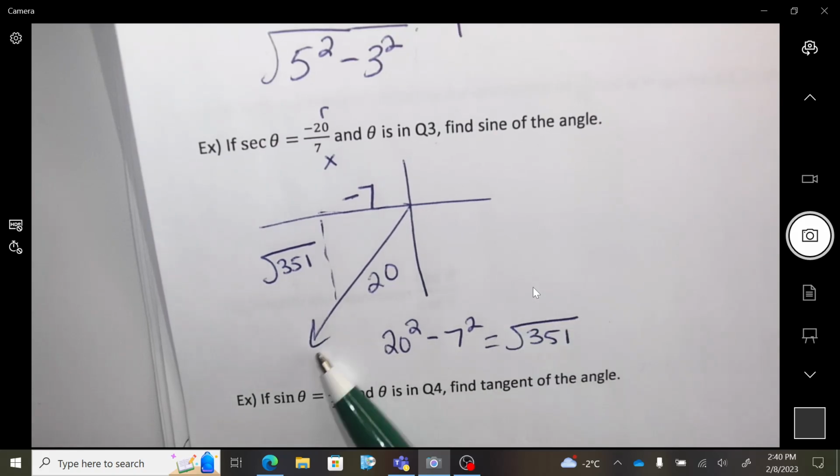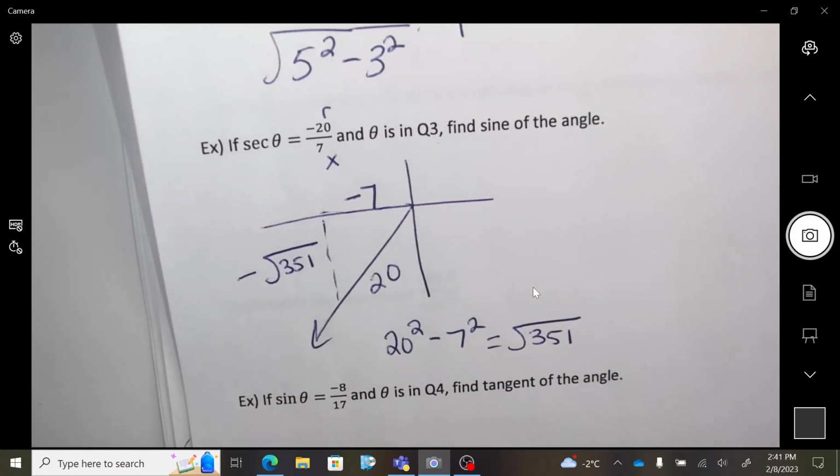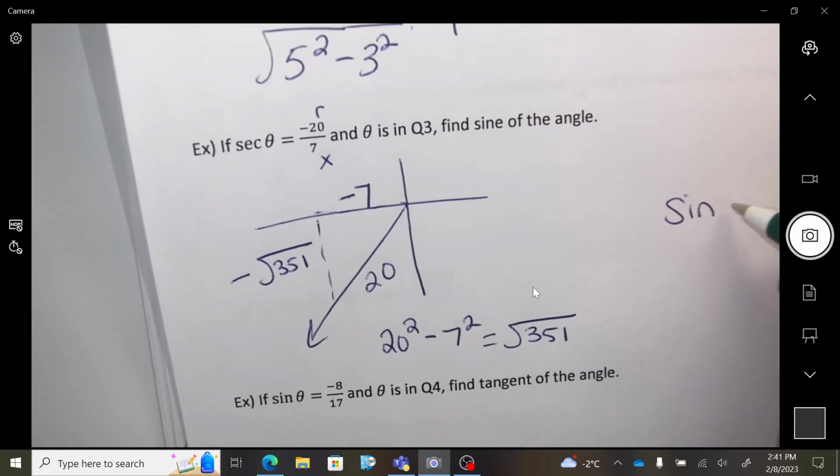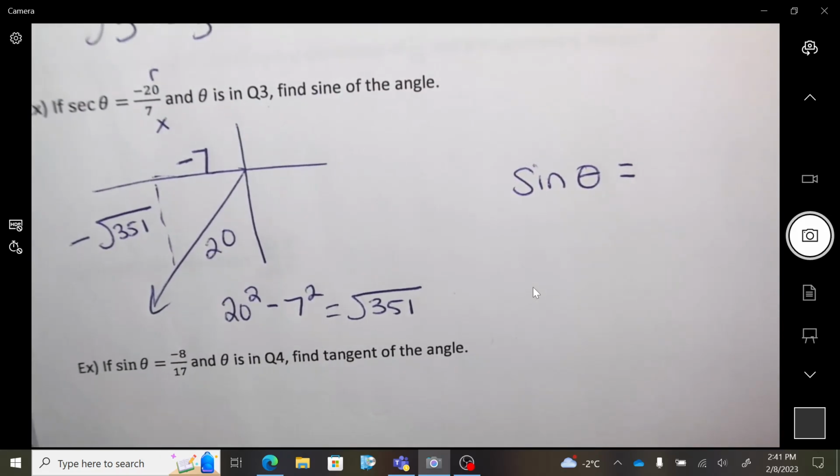Okay, now that we're done the math, tell me positive or negative? Negative. Negative. Okay, and then the final step says, tell me the sign of the angle.